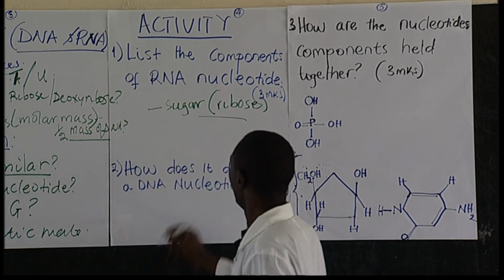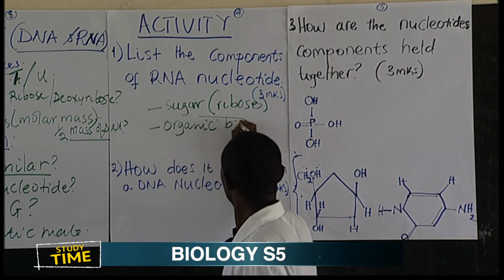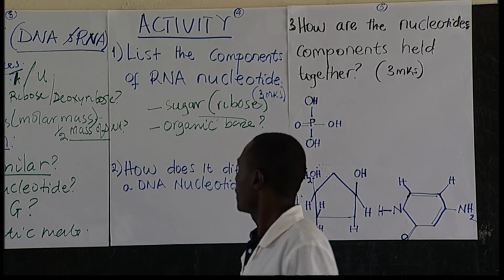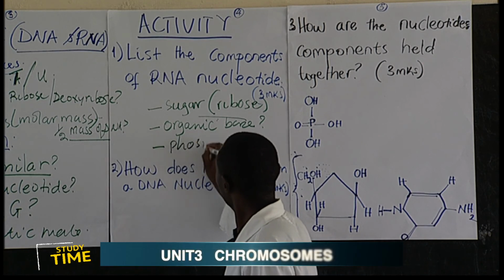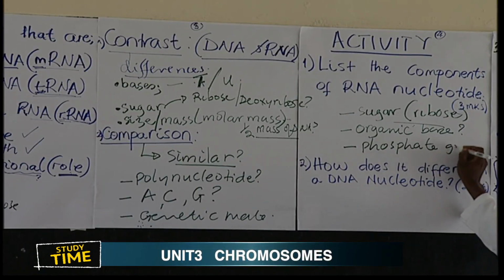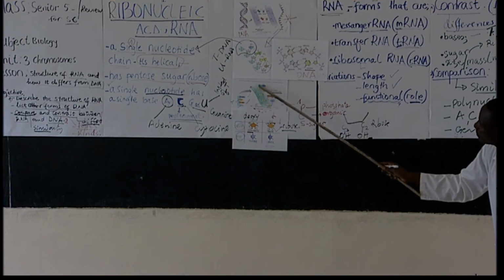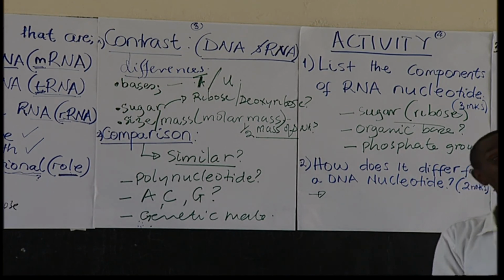2, when we talk of organic base, what do we consider? 3, the phosphate group, as we've just seen in the structures. Now they are asking us, if we have listed these, how would they differ from the ones that are meant for the DNA?